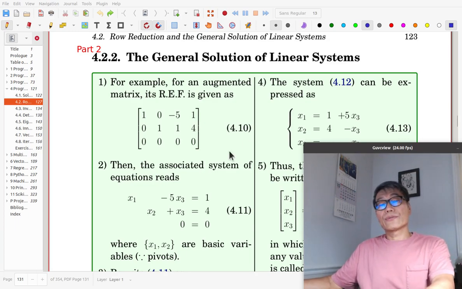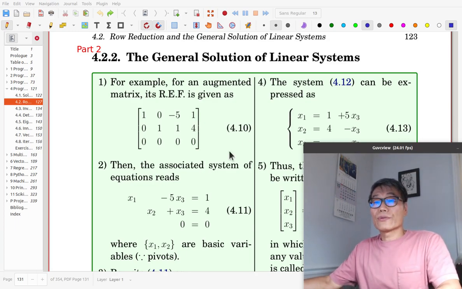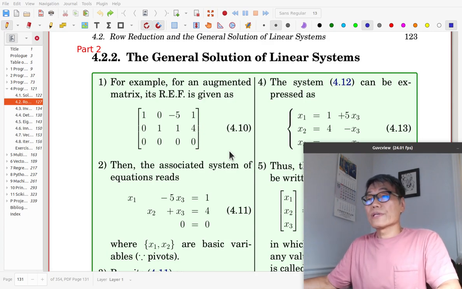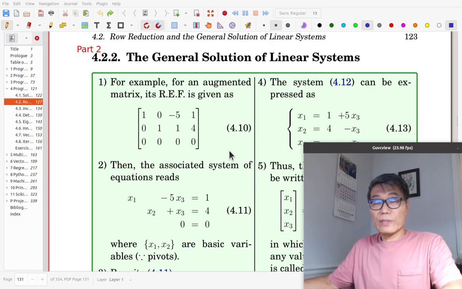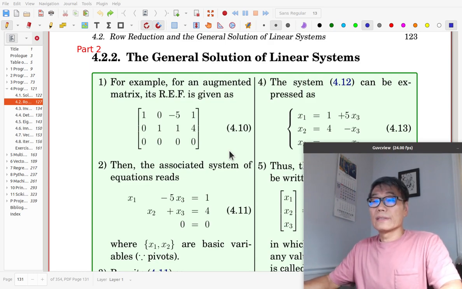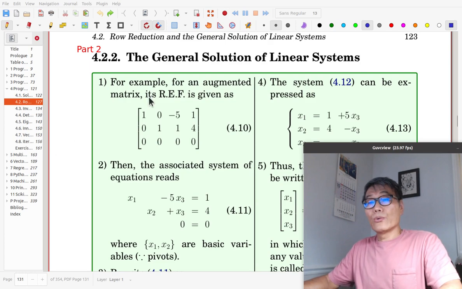It is part 2 of section 4.2, the general solution of linear systems. In the first part, we studied the concept of pivots, pivot positions, and pivot columns. Then we introduced the basic variables and free variables. As a review of the first part, here we'll begin with this example.